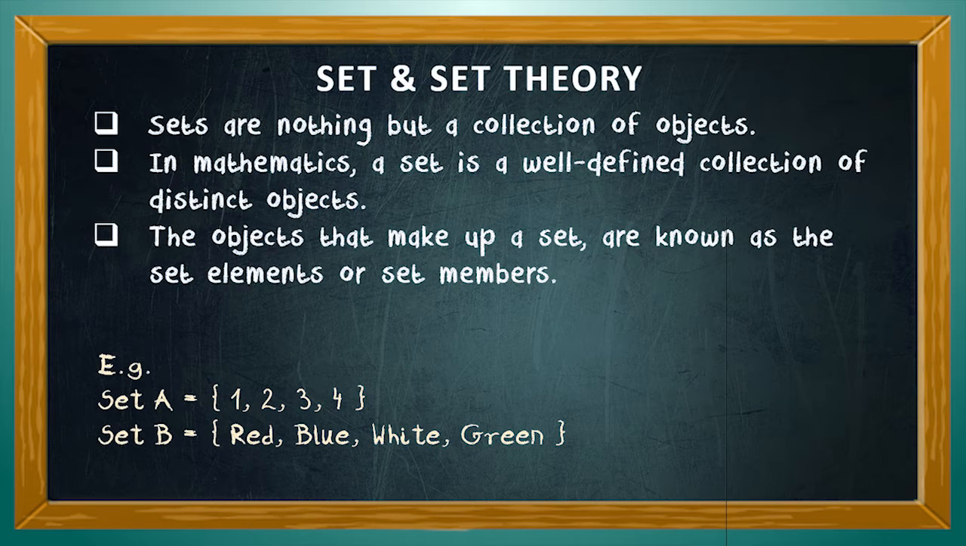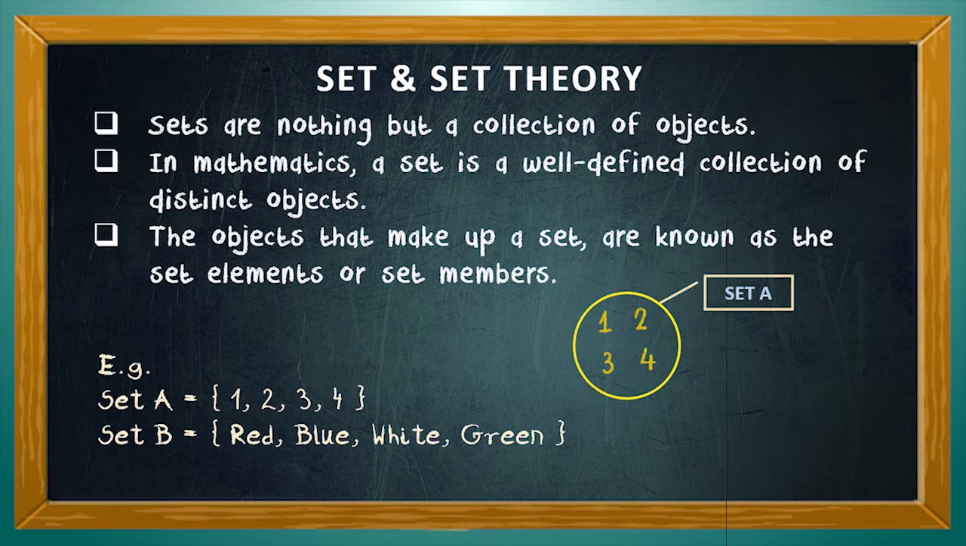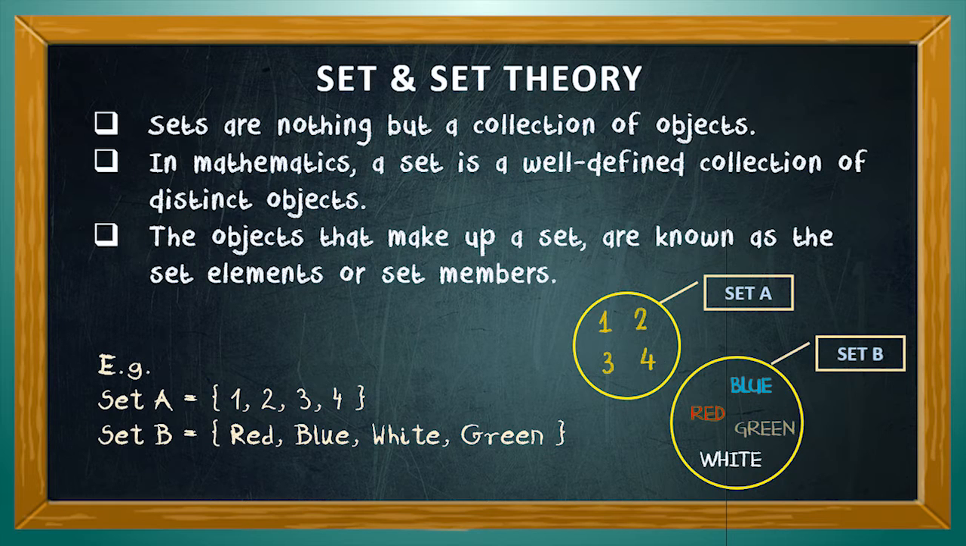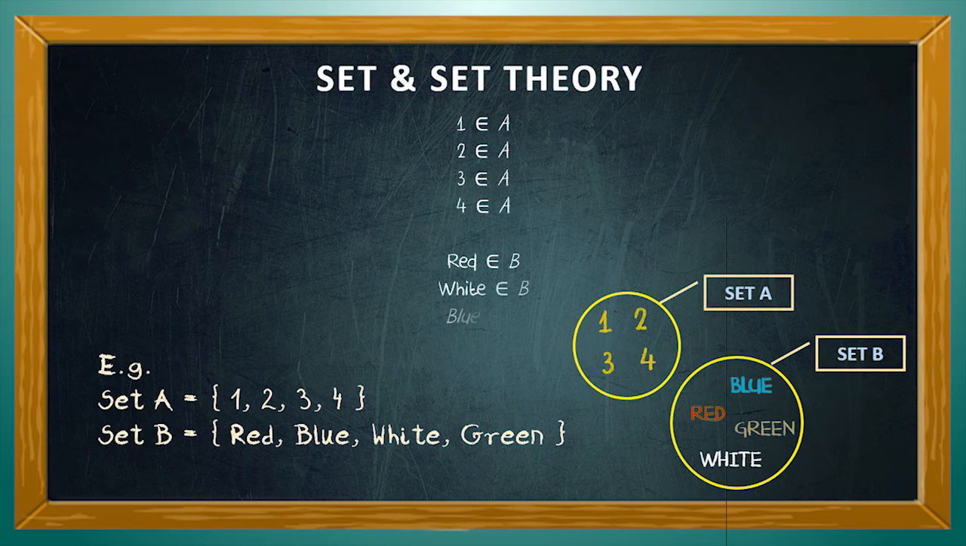For example, set A consists of members 1, 2, 3, and 4, and set B consists of members red, blue, white, and green. Conversely, we can say that 1, 2, 3, and 4 belong to set A, while red, blue, white, and green belong to set B.